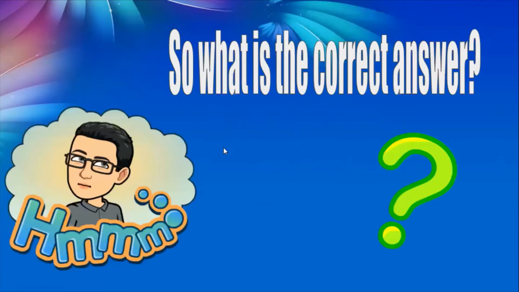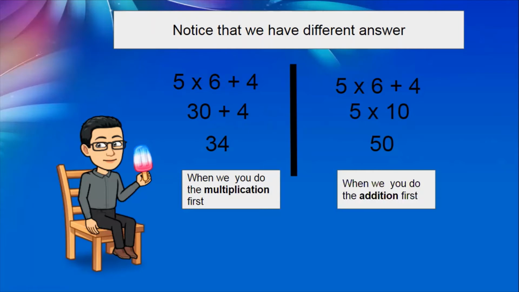But if we do the addition first, we have 6 plus 4, that is 10. Multiply it by 5, the answer is 50. Now, what do you think is the correct answer? Is it 34 or 50?